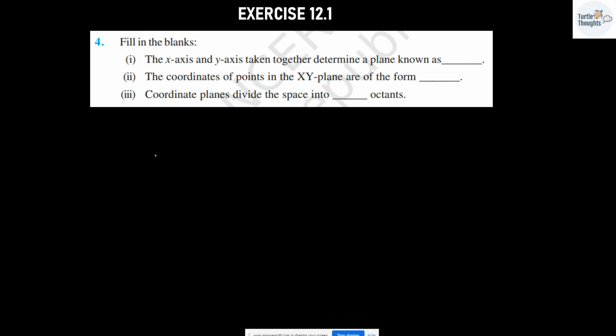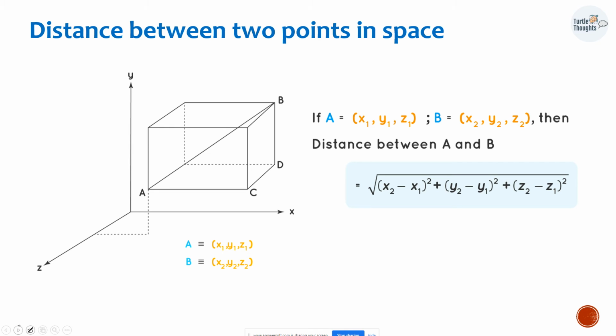Fill in the blanks. The x-axis and y-axis together determine a plane known as, since x and y both are taken, it is known as your xy plane. The coordinates of points in the xy plane are of the form x comma y comma 0. Coordinate planes divide the space into dash octants. We have 8 octants, right? So this completes our exercise 12.1.